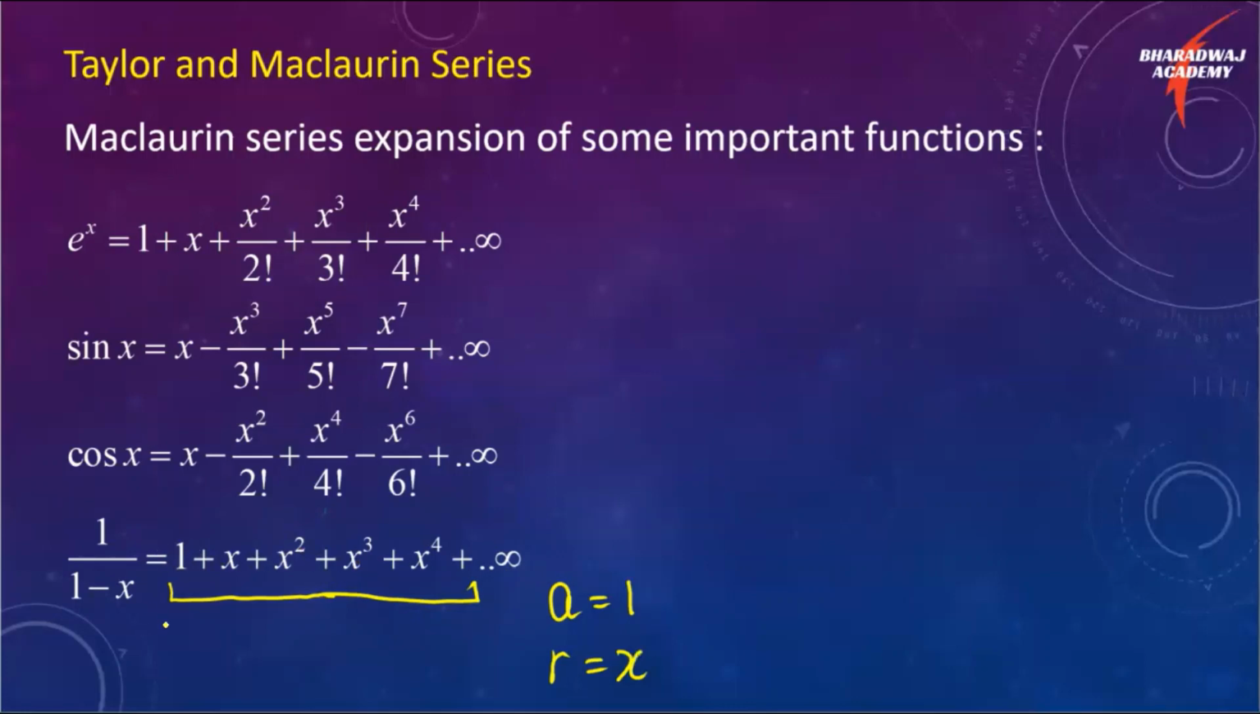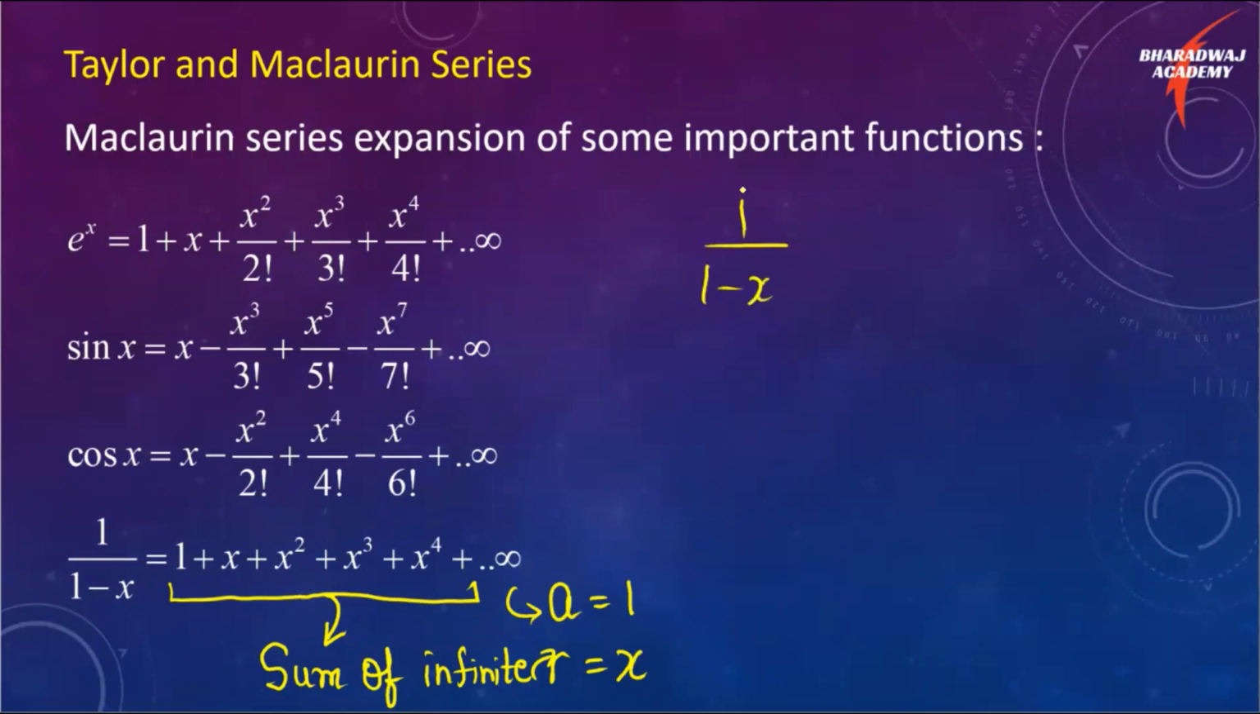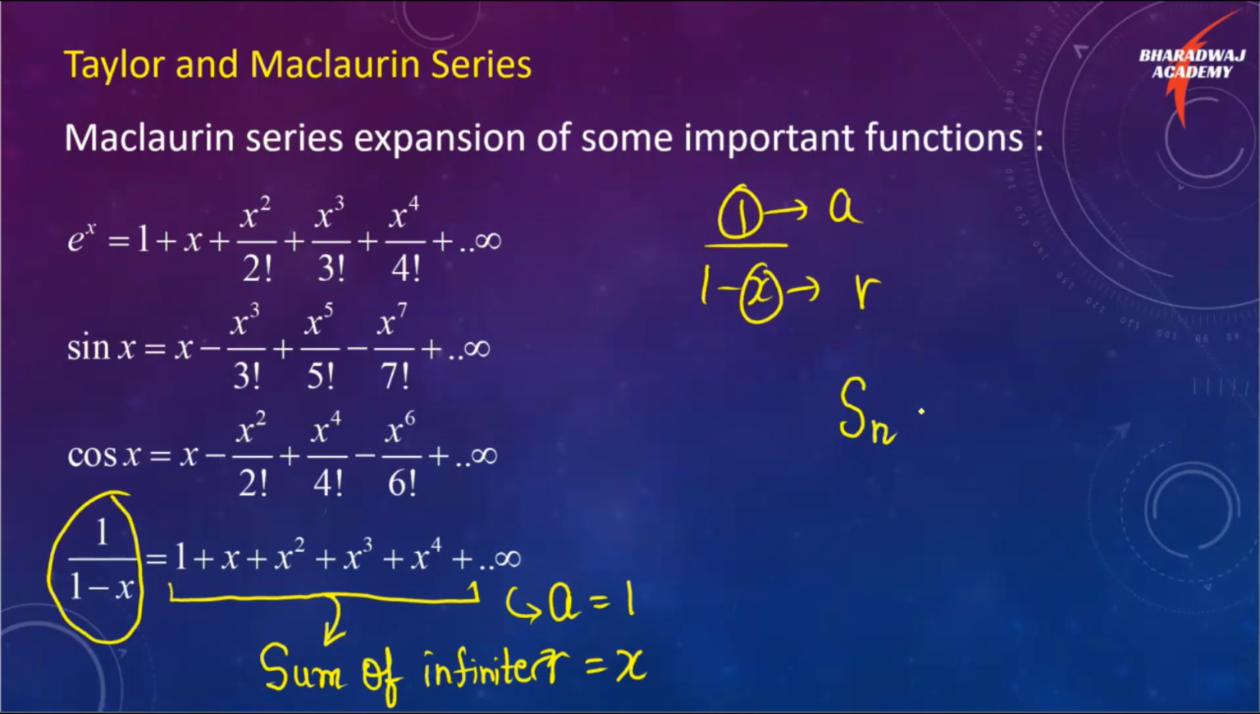So this RHS in this particular example is the sum of infinite terms that are in a GP with a is this and r as that. So if you take 1 by 1 minus x, put this as a and put this as r, we get a very important result from the Maclaurin series expansion of this function, that the sum of infinite terms of a geometric progression is a by 1 minus r. This is very, very helpful in many engineering applications.